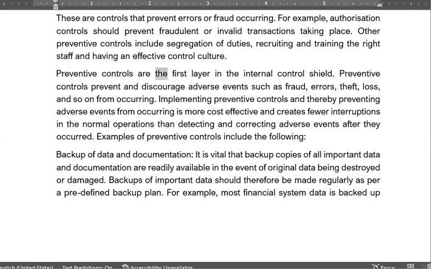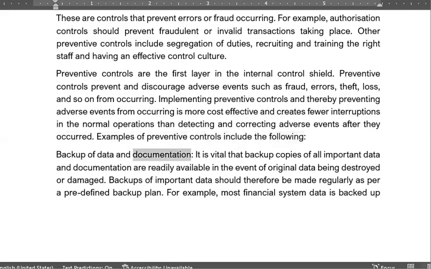Preventive controls are the first layer in the internal control shield. Preventive controls prevent and discourage adverse events such as fraud, errors, theft, loss, and so on from occurring. Implementing preventive controls and thereby preventing adverse events from occurring is more cost-effective and creates fewer interruptions in the normal operations than detecting and correcting adverse events after they occurred. Examples of preventive controls include the following.